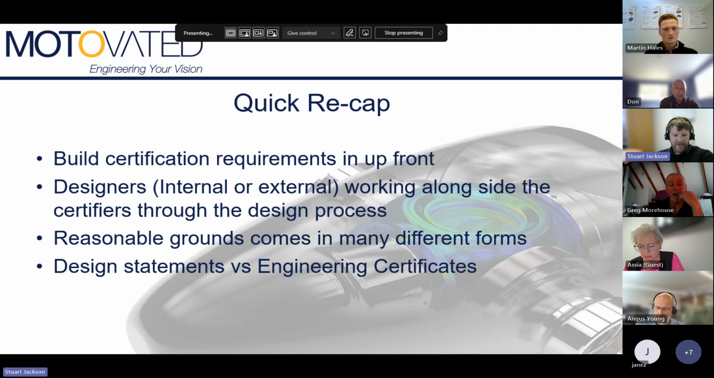Another quick recap: reasonable grounds comes in many different forms, as I've worked through. It's coming back to that word reasonable. What is reasonable? Well, we see that as being cross-examinable. Other companies or other firms or other engineers in a similar field would agree with our approach. We could put our hand on our heart and say, "Yep, we've done a good job." We can sleep at night.